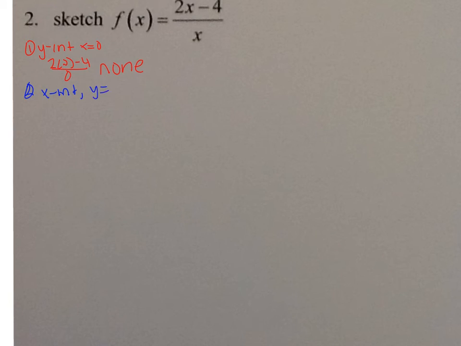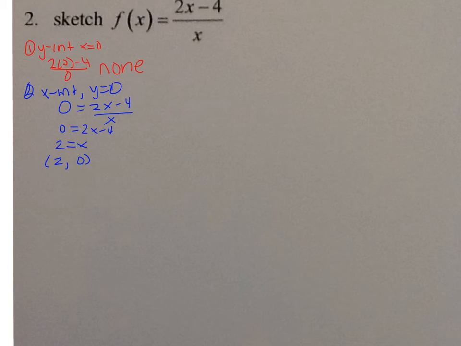Okay, next one is we're going to find the x-intercept. That's when y is equal to 0. So 0 equals 2x minus 4 over x. Cross multiply. 0 is equal to 2x minus 4. Add 4, divide by 2. I get 2 is equal to x. So my x-intercept is (2, 0).